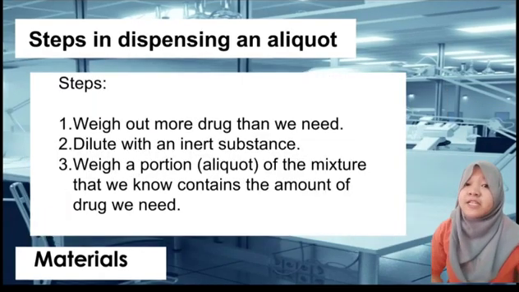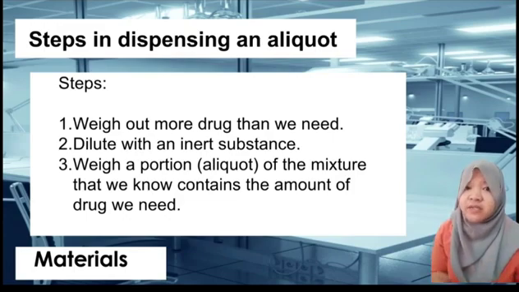For the steps in dispensing an aliquot, there are 3 steps. First, weigh out more drug than we need. Second, dilute with an inert substance. And lastly, the third, weigh a portion, an aliquot, of a mixture that we know contains the amount of a drug we need.